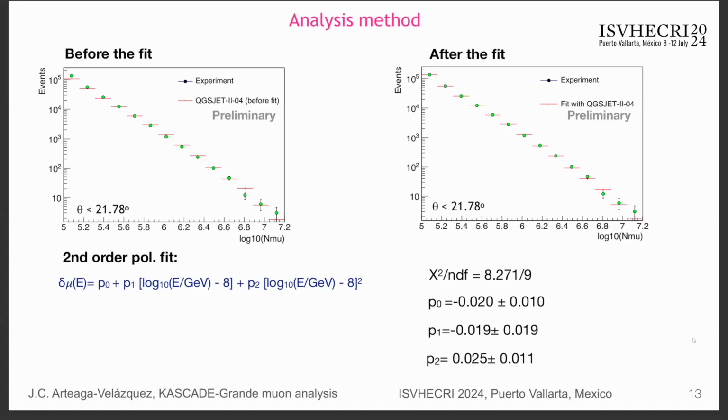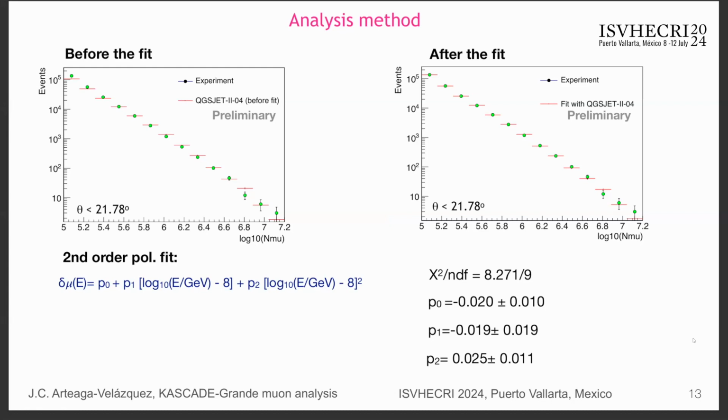So this is the result of one of the examples of the fit, for the case of the experiment with the QGSJet-II.04 data, for vertical events. We have parameterized this ratio between experiment and the Monte Carlo data by using a second order polynomial. It's very simple. This is the data before the fit, and this is the result after the fit.